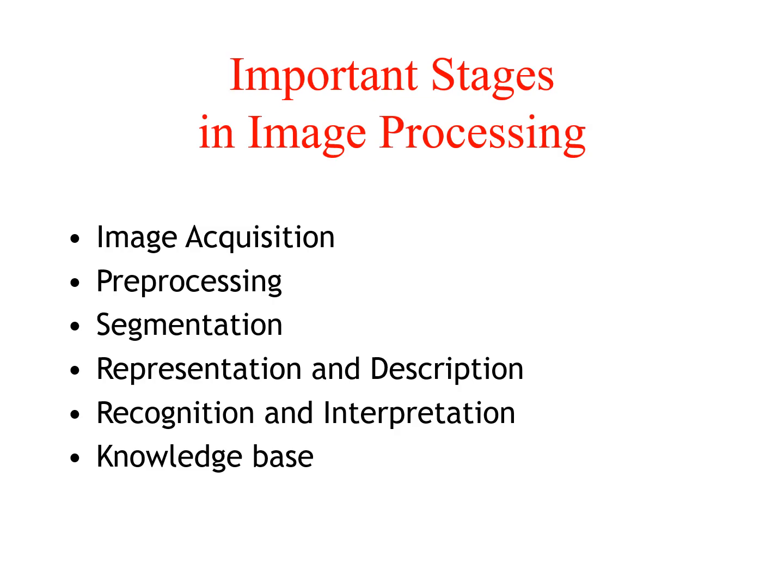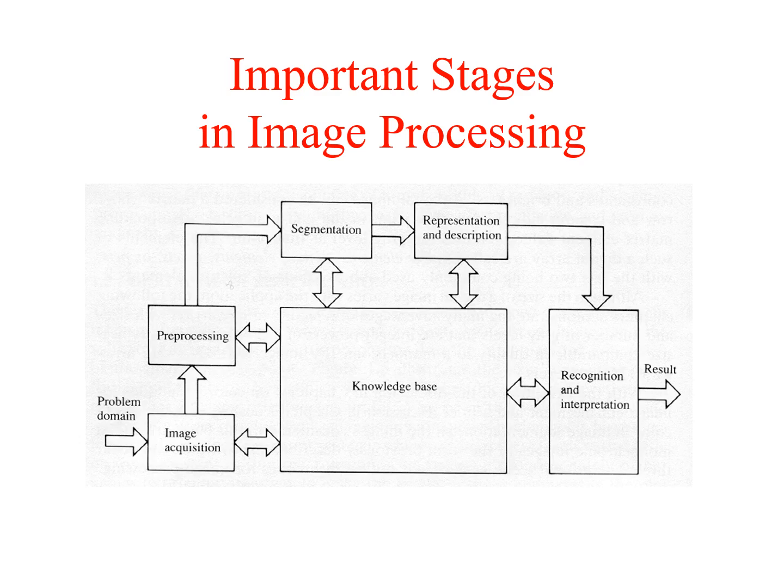The important stages in image processing are image acquisition, pre-processing, segmentation, representation and description, recognition and interpretation, and knowledge base. So what is the first step? First step should always be acquiring the image. And how are you going to acquire the image? Maybe from video cameras, maybe from digital cameras. If it is a scanner, then you have to convert that into digital form, and then you are going to process it. So the first step is always image acquisition.